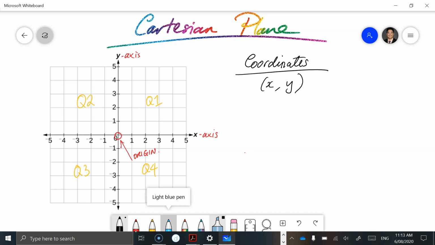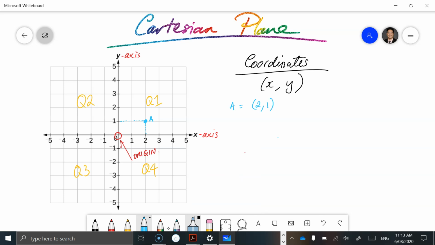Okay, so if we were to have a point right here, you want to see where it meets both vertically and horizontally. So the blue coordinate, we'll call this coordinate A. A is 2 for the x, and then y is considered as 1.